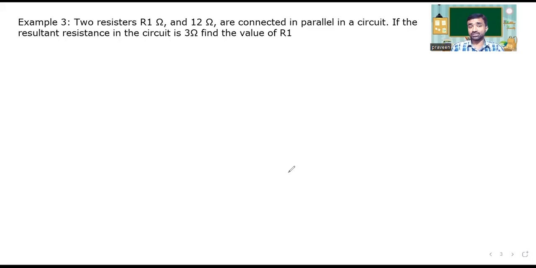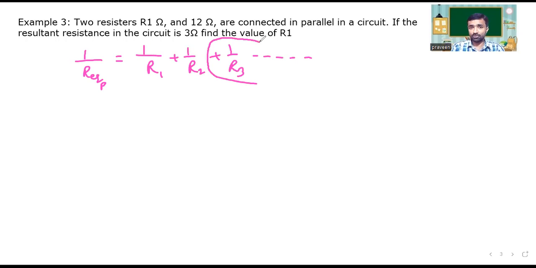What is the equivalent resistance in this combination? It is reciprocal. So 1 by R equivalent in parallel combination is equal to 1 by R1 plus 1 by R2 plus 1 by R3 and so on. But here I have only two resistors. If only two resistors are given, just leave these things. Then what to do? Take the LCM of this formula, that is R1 into R2 in the denominator.